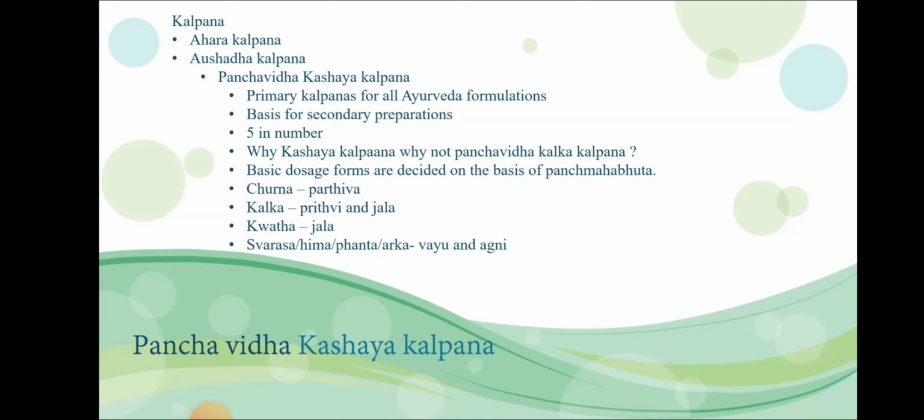Three types of extracting techniques are used, depending on the heat sensitivity of the plant materials. The extracts obtained are termed Kwatha, Phanta and Hima. Kwatha and Phanta are those in which the extraction is done by hot water, and in Hima the extraction is done with cold water.